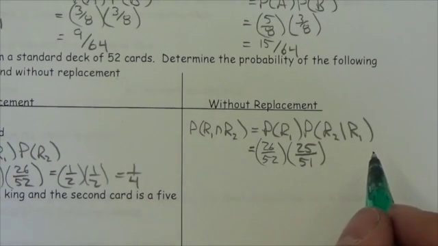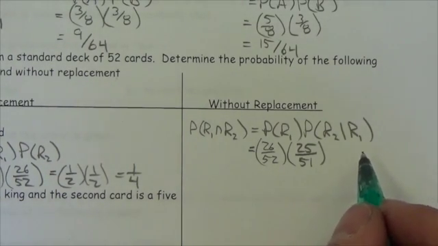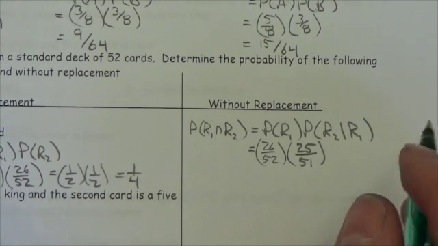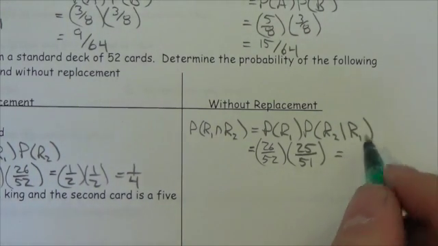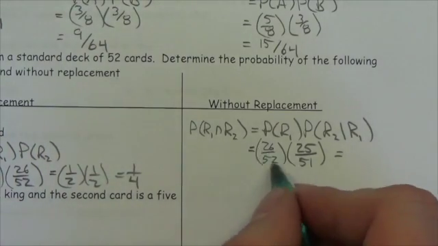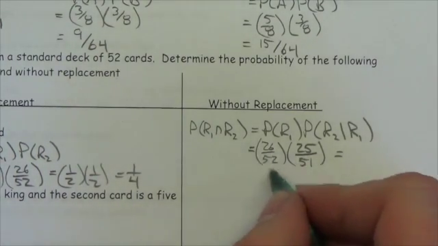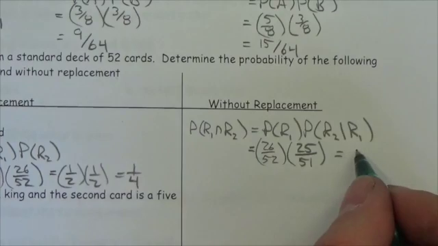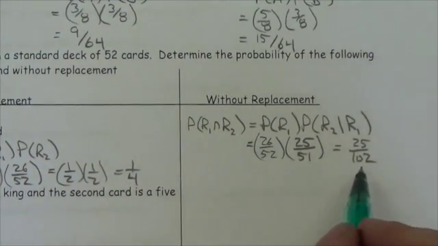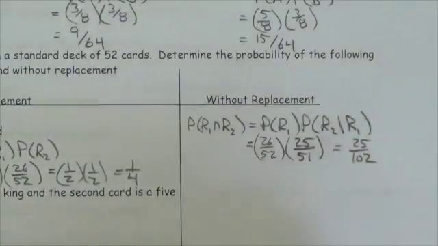Okay, so now we just go to our calculators here, although I suspect that this won't simplify. And in fact, it really doesn't. This simplifies down to 1/2, I should say. And then 1/2 times 25 over 51 is just going to be 25 over 102. So there's the probability without replacement.